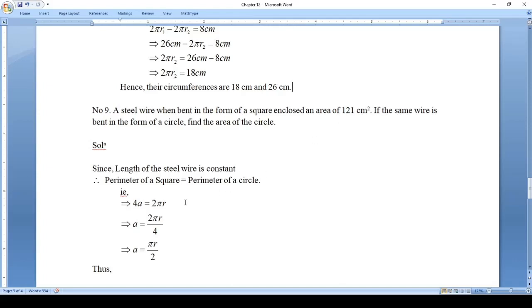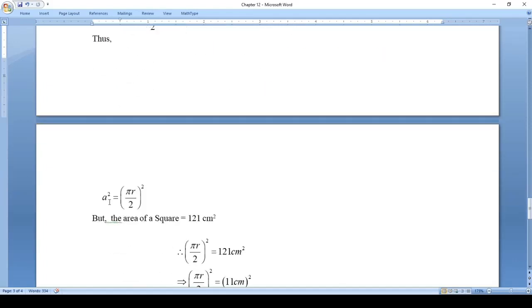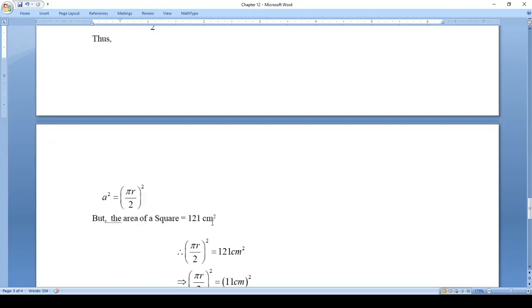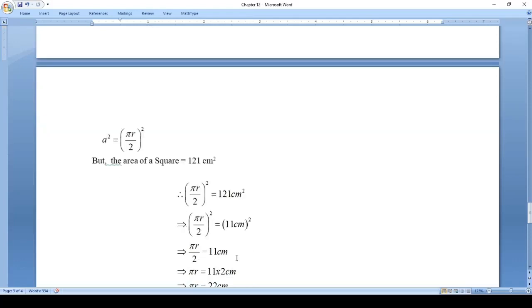A square is the area of the square. Thus A square will be, squaring both sides, pi r by 2 whole thing squared. But the area of the square is 121 cm given. Therefore, pi r by 2 whole squared should be 121 centimeter square, because this A square is 121 given. Area of square is 121. Therefore, pi r by 2 whole squared should be equal to 121 cm square.